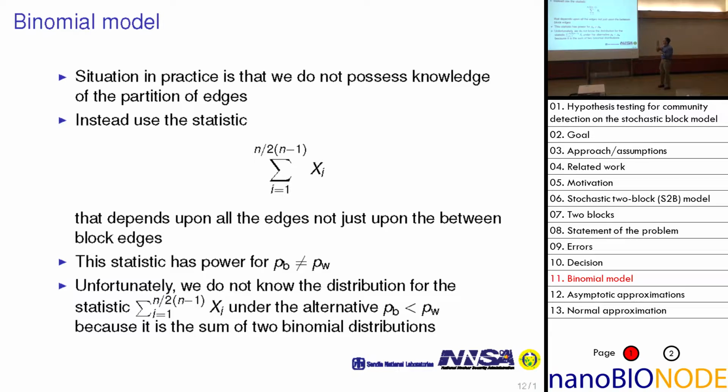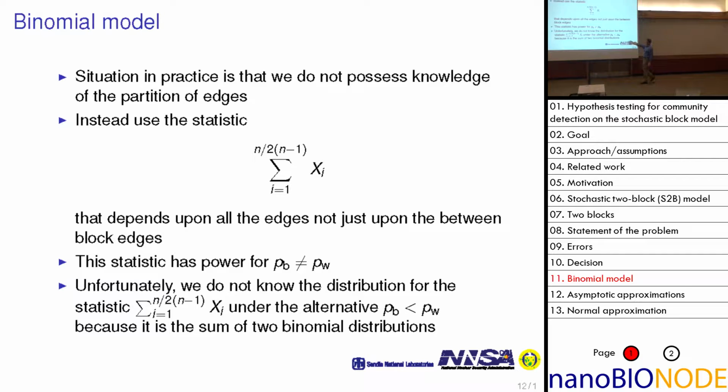So instead, what you want to use now is the statistic. Instead of separating these random variables into two groups, we're going to just sum up all the places where there are ones, and there are n over 2 times n minus 1 of those. So just based on that number, can we determine something? It turns out this statistic has power when PW is less than PW, but unfortunately, we don't know the distribution of that under the alternative.